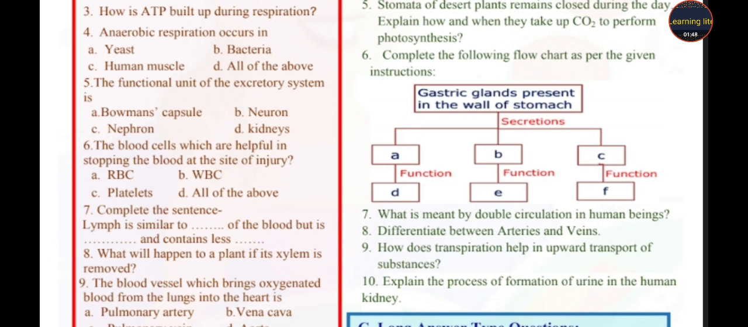What will happen to a plant if its xylem is removed? So student, xylem helps in the transport of water and minerals. If we remove the xylem, then water transport will stop and wilting of leaves occurs. Due to this, growth of the plant stops and ultimately the plant dies.